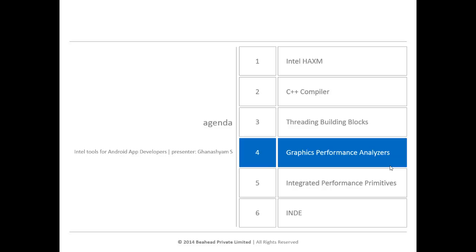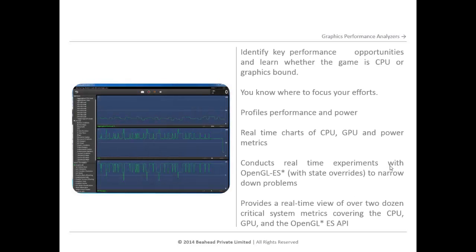Next comes the Graphics Performance Analyzer. Intel Graphics Performance Analyzers, also known as the Intel GPA Suite, is a set of powerful graphics and gaming analysis tools designed to work the way game developers do, thereby saving valuable optimization time by quickly providing actionable data to help developers find performance opportunities from system level down to the individual draw calls, that is, the individual API calls. It supports Intel Atom based phones and tablets which are running on Google Android OS.